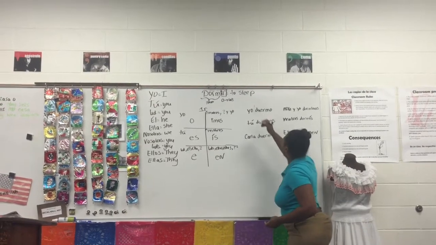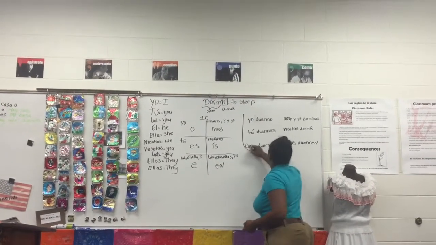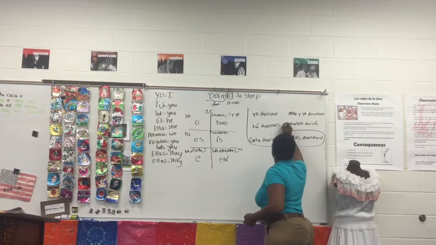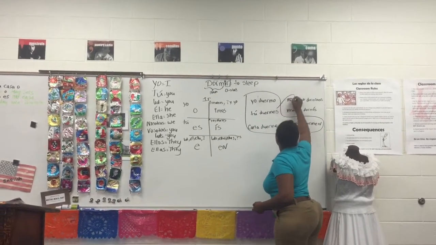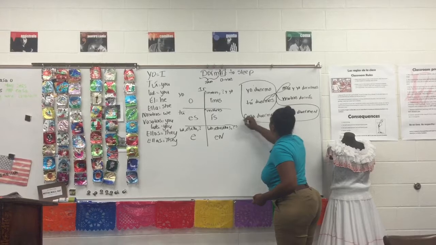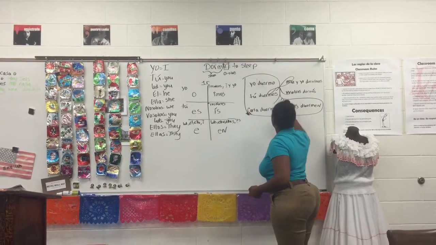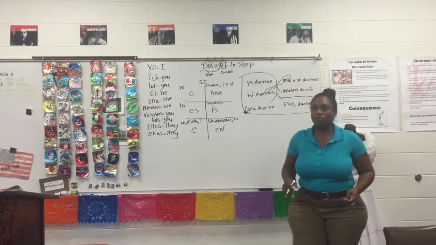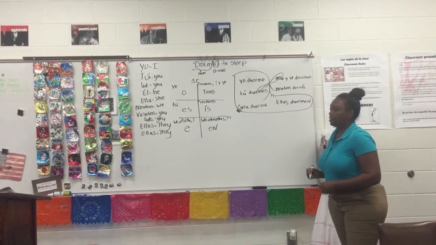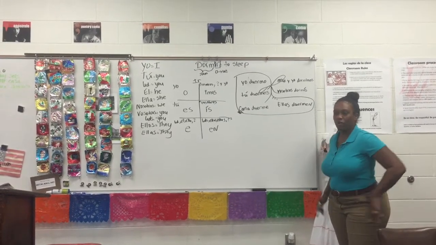So if I draw a circle around all the forms that have that stem change, I get the shape of a boot. The nickname for stem changing verbs is boot verbs because they look like a boot when you circle all the forms that change.